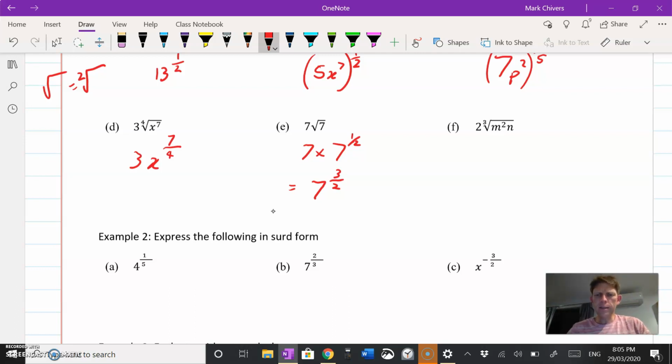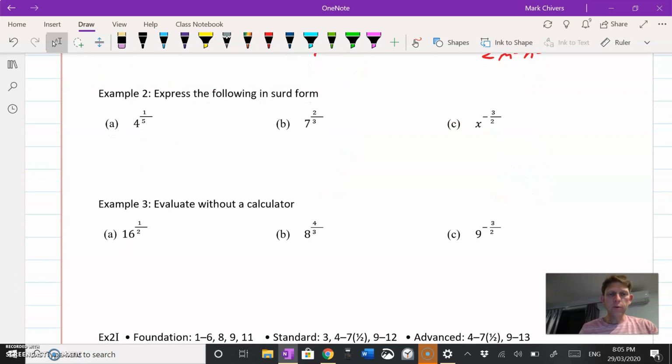Now, for our next example here, I've got some things under the surd, some things not. So the 2 is going to remain not under the surd, but both the m squared and the n are under that surd, so they're to the power of a third. And I could, if I wanted to, then break that up. I could go, well, that's 2m to the power of 2 over 3, n to the power of 1 over 3.